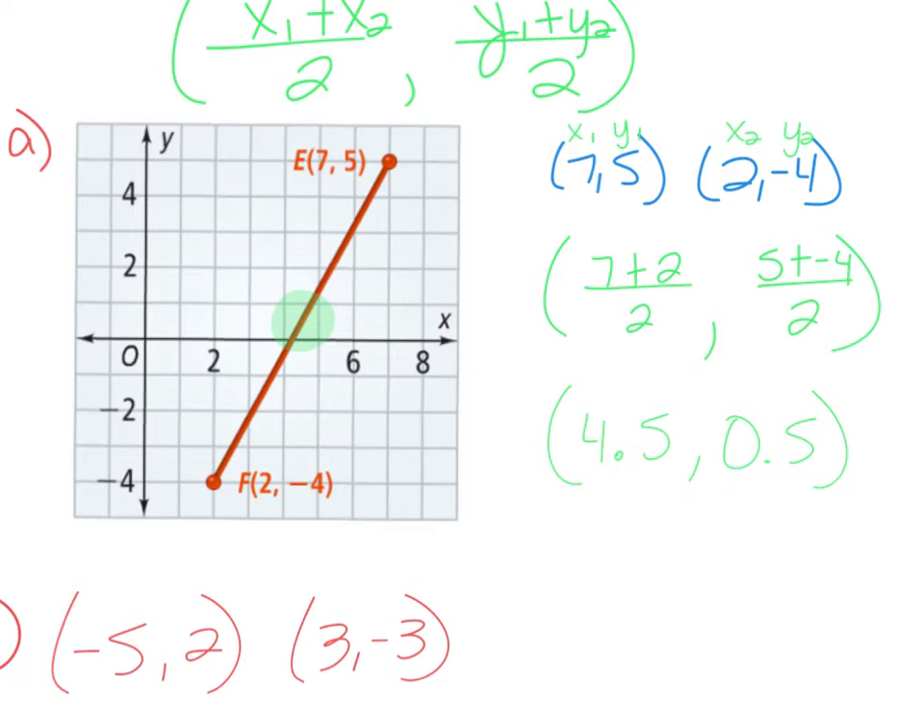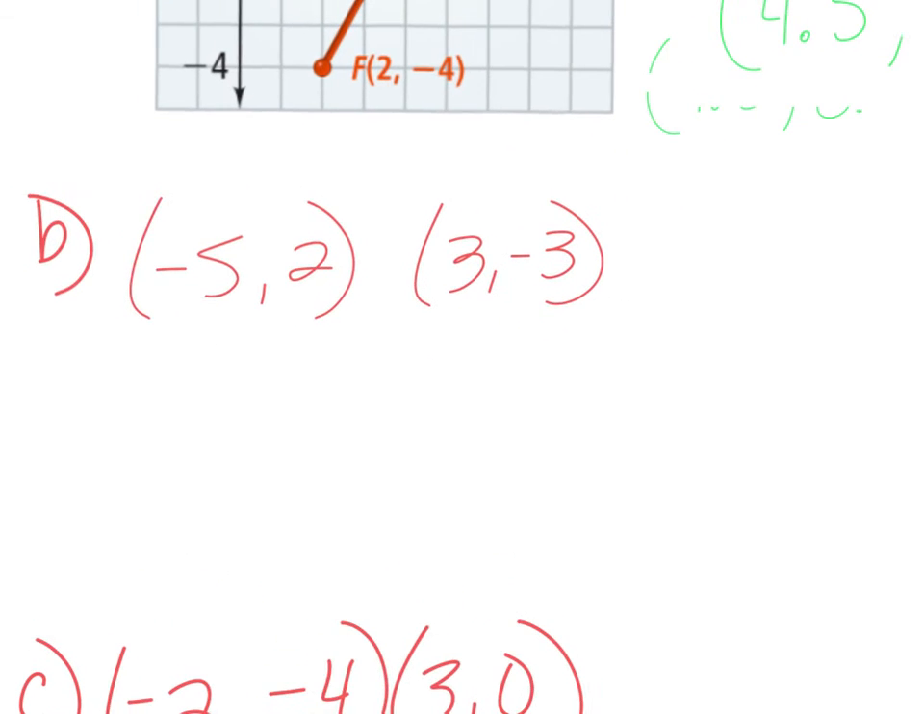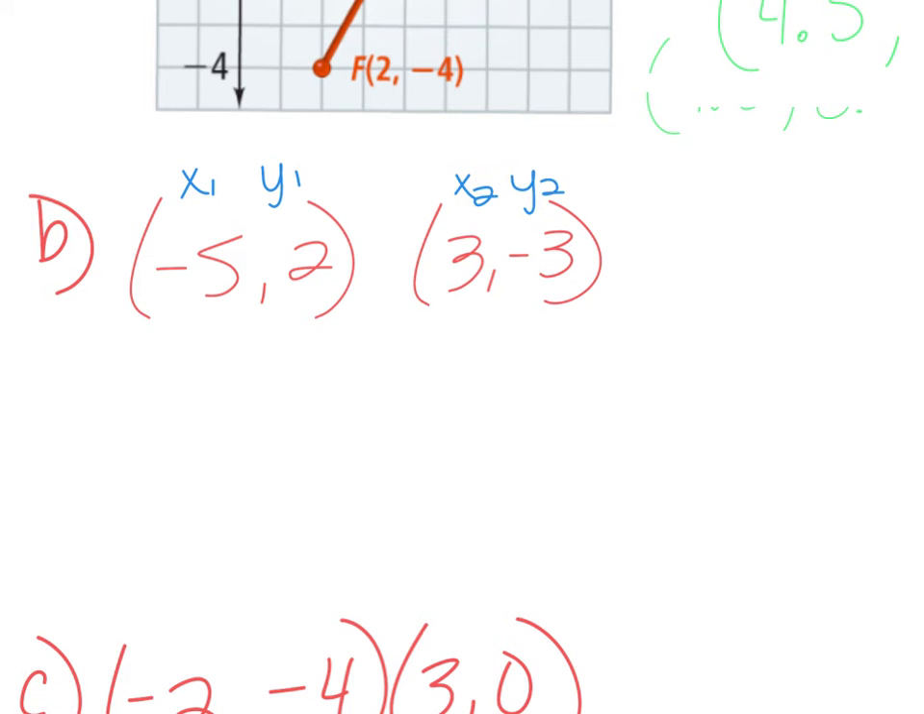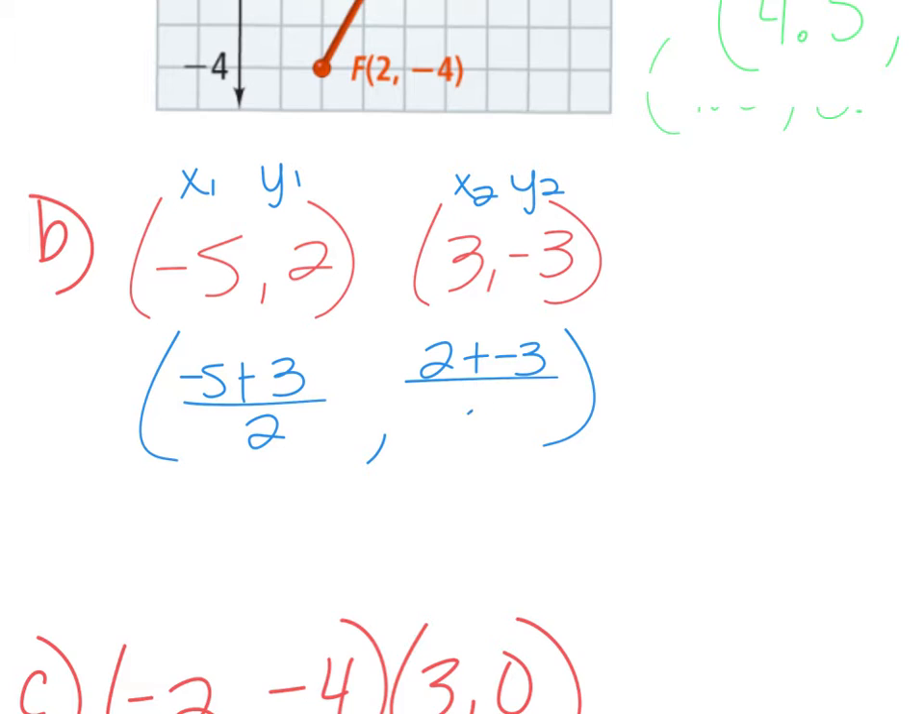Let's see where that point is, and see if it's in my expected region. Go over to 4.5 on the x-axis. So 1, 2, 3, 4.5 would be right here. Then go up 1/2 on the y-axis, which would be right there. Look, that's smack dab in the middle. We did it correctly. That's how the midpoint formula works. Let's do a couple more. First, label x1, y1, x2, y2. Then x1 plus x2 over 2, and y1 plus y2 over 2.